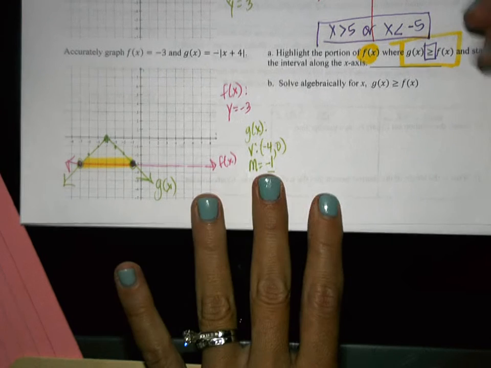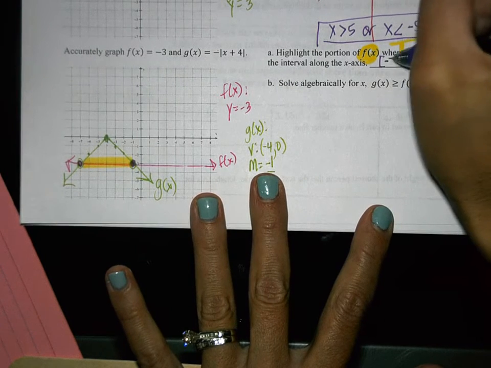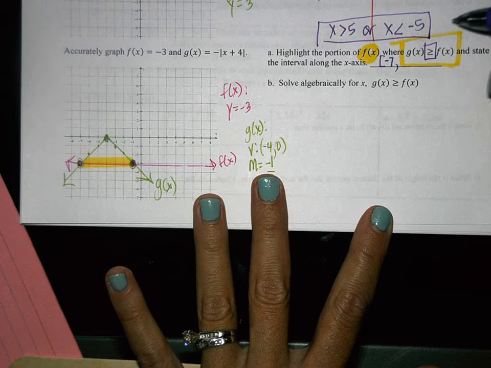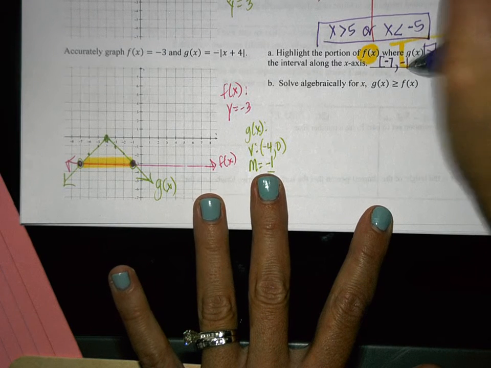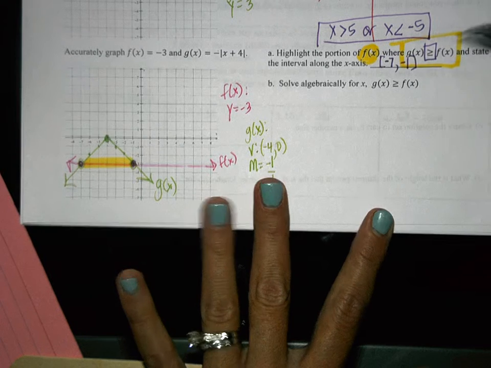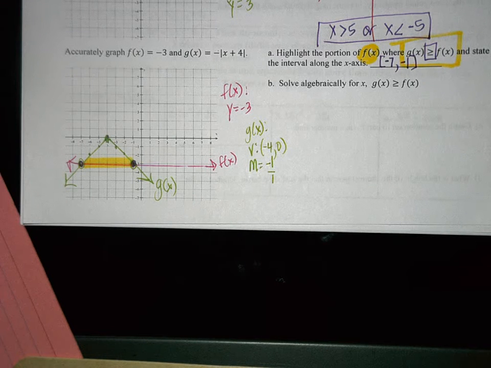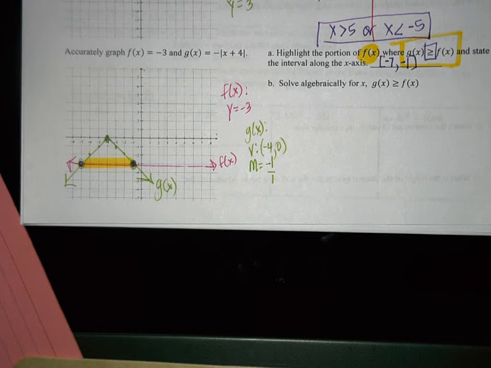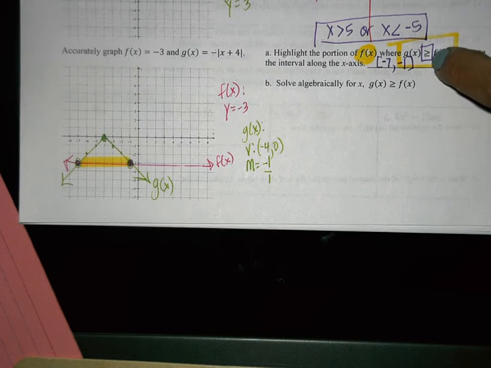-7 to -1, bracket -1 bracket. Very good. And again, we're using the brackets because it's equal to. Is it close? Yes. And it's included because of the equal to sign. Okay?